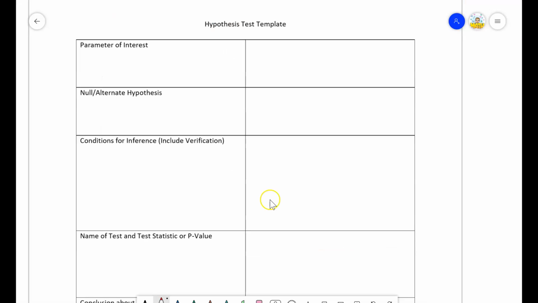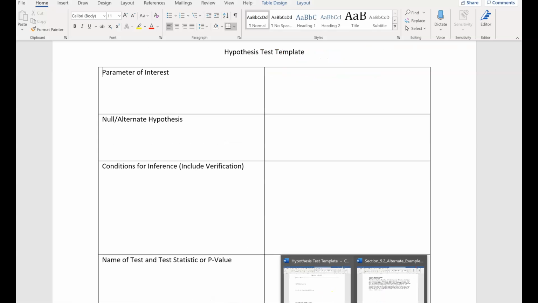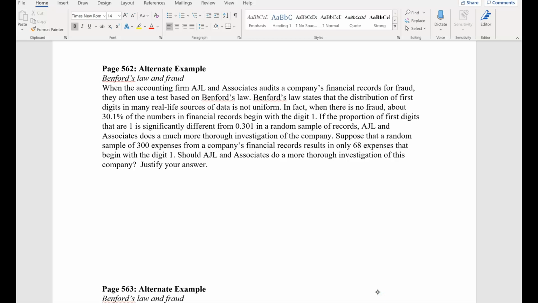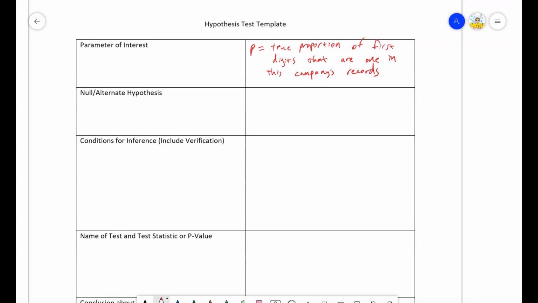Okay. So first thing I do is identify my parameter of interest, which in this case is p. It's the true proportion of first digits that begin with the number 1 in this company's financial records. So again, you can see one of the challenges inherently in applying statistics is being able to wrap our head around context. I have to read this long paragraph and figure out what the context is and how to articulate it in my language of statistics.